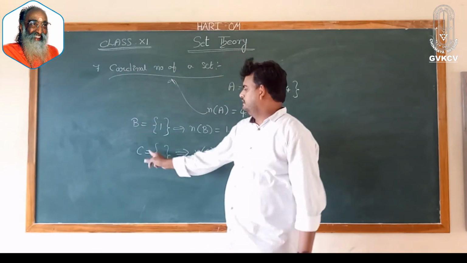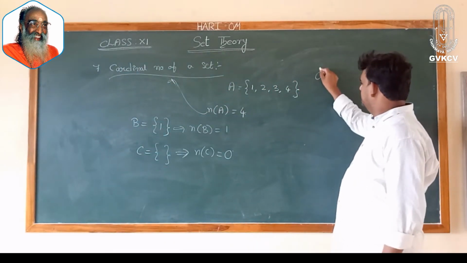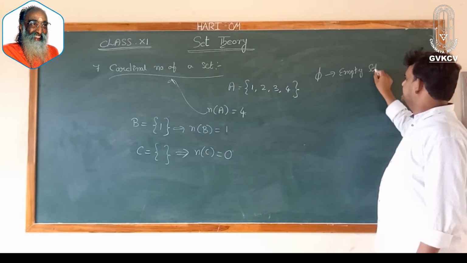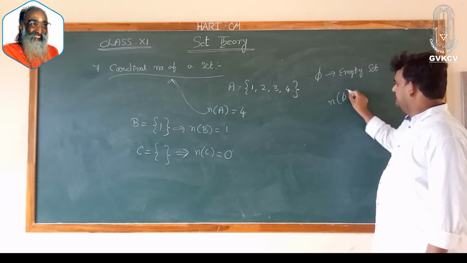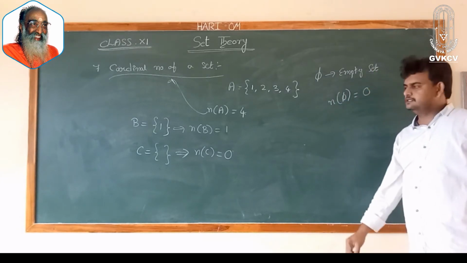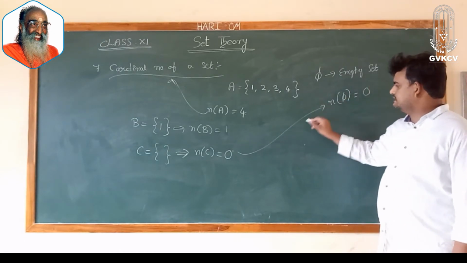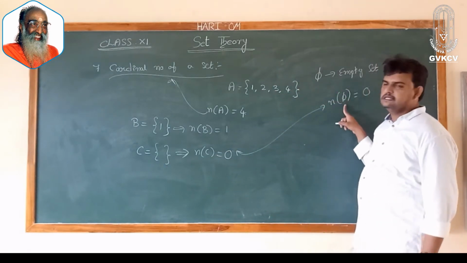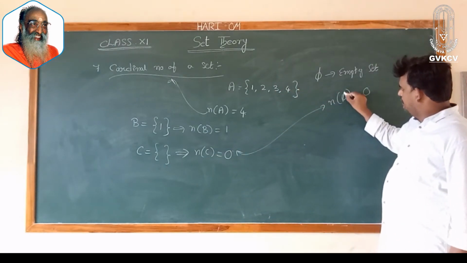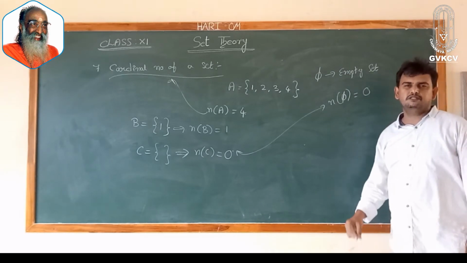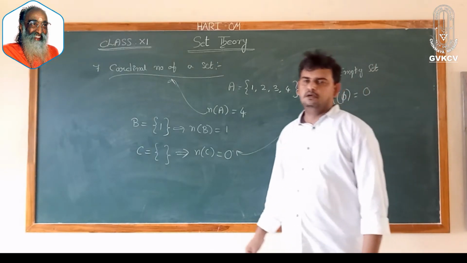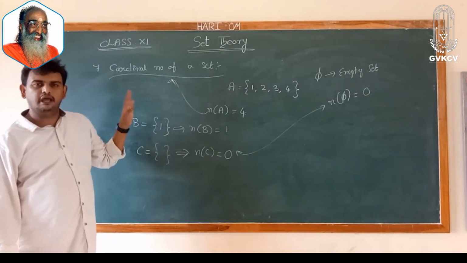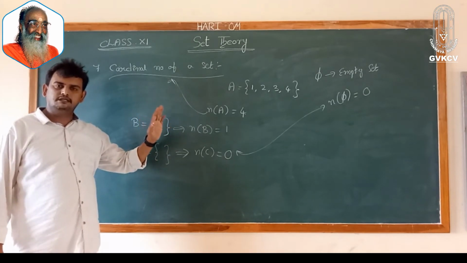As we know that empty set usually we denote with phi. Phi represents what? Empty set. So N of phi is also nothing but 0. So these two give us the same. Here we have taken the empty set and here we have taken the symbol. So N of phi is equal to 0 means number of elements in an empty set is 0. So cardinal number means number of elements which are present in a set.